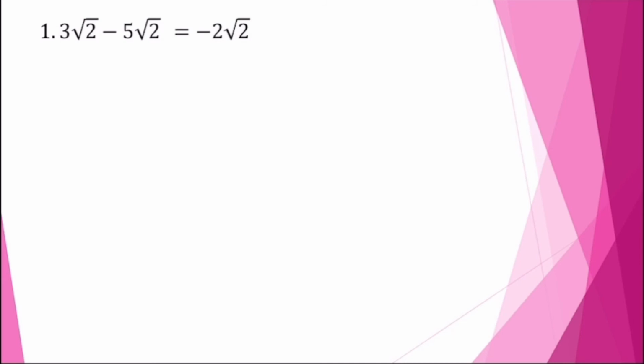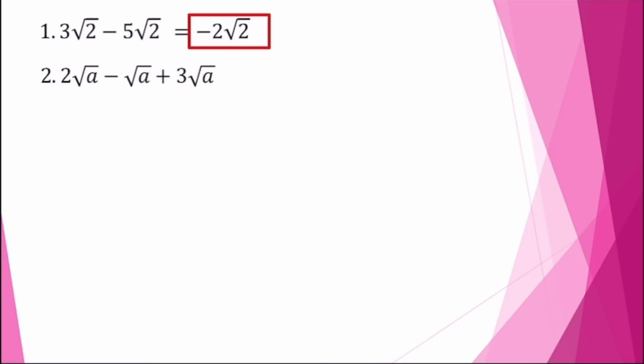The answer for this is negative 2, because we subtract our numerical coefficients, which are 3 and 5, and then copy our radicals. So we have now negative 2 and square root of 2. That is the answer for number 1. For number 2, we have 2 and square root of a minus square root of a plus 3 and square root of a.